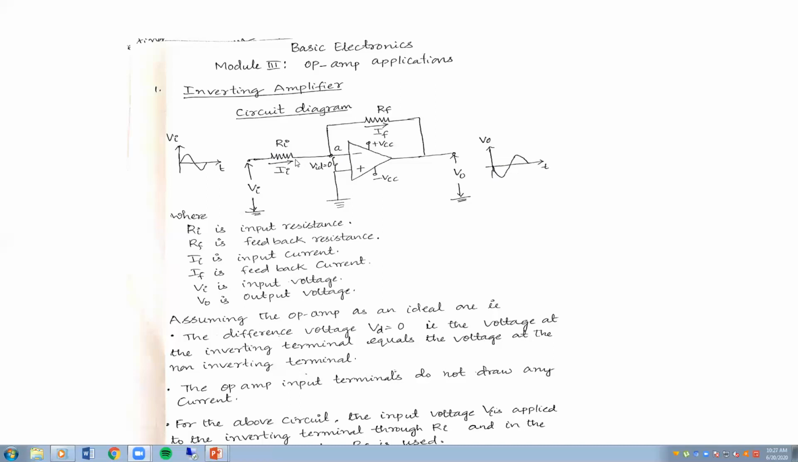The current through this input resistance is abbreviated as II. II is the input current. The feedback is provided through the feedback resistance abbreviated as RF. The current through this feedback resistance is the feedback current abbreviated as IF. These are the two power supplies required for the op-amp to work. The output is taken at this point.